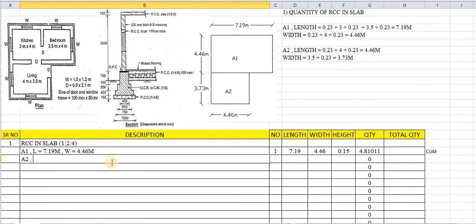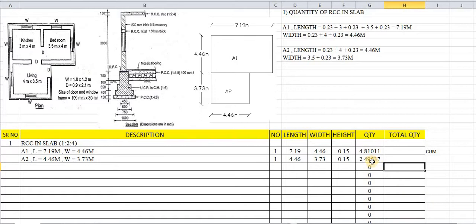The same way we are calculating for A2. Again we will find out the length for A2. What is the length for A2? We have calculated 4.46 meters. What is the width? Width we have taken as 3.73 meters. Again, how many area 2 are there? Only one area 2. 4.46 is its length, width is 3.73, and what about the height? It has been mentioned as 0.15.